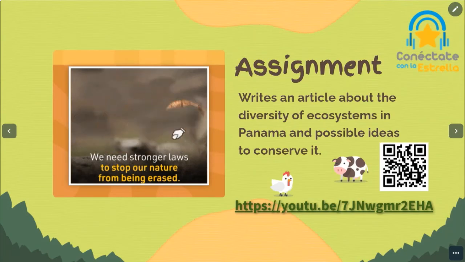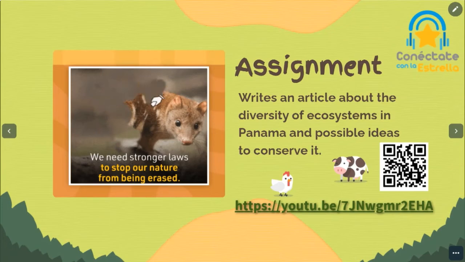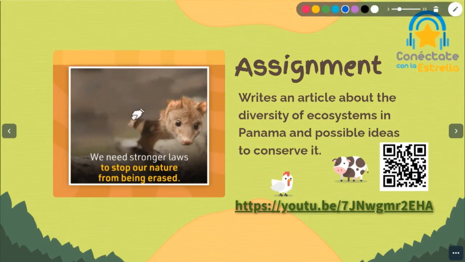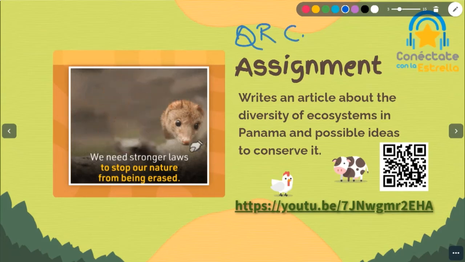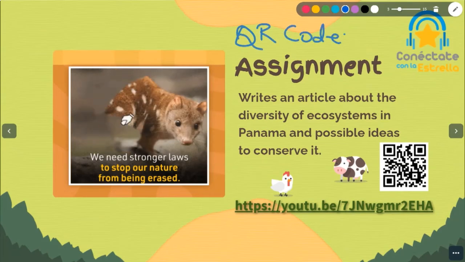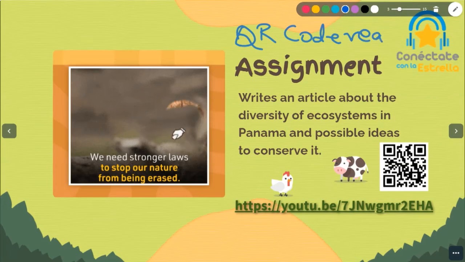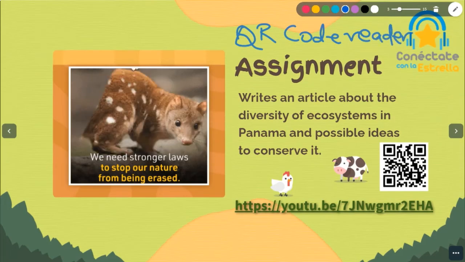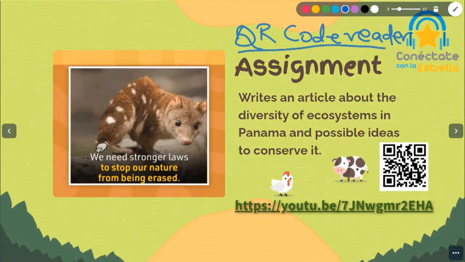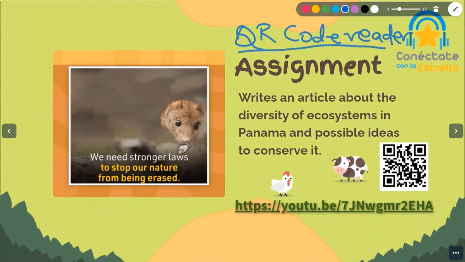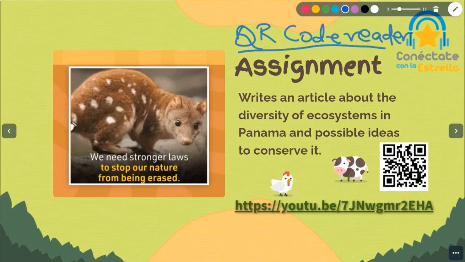This is the link, or you can scan the code with a QR code reader, remember? QR code reader, you can download this reader to scan this code. That is very important.